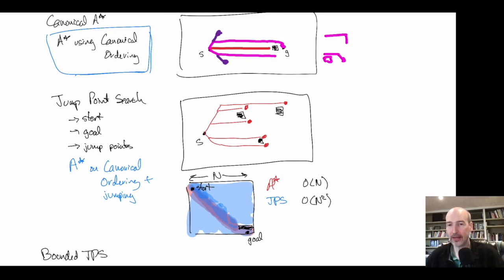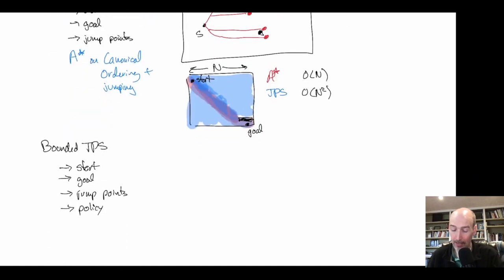By reformulating our state space, we can now use A star on this reformulated state space with a canonical ordering and jumping in our successor generation policy. By changing our policy for successor generation, now we run A star on it and we're fine. And bounded jump point search is just a different successor generation policy, but we're still running A star.